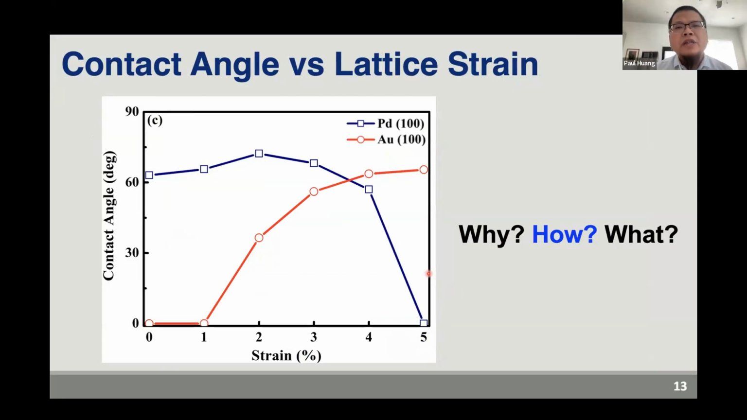So really from the engineering point of view, when you look at the strain as a function of the contact angle, we clearly see that we can manipulate. By applying the strain to the solid, we're able to tune the liquid behavior. But how or why is this happening? Or if we are able to achieve that, what would be the interesting application?